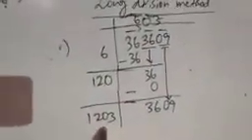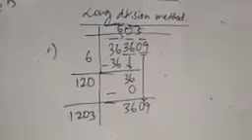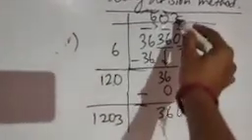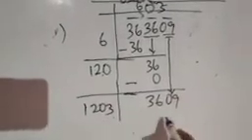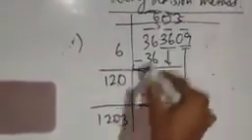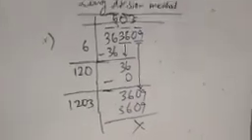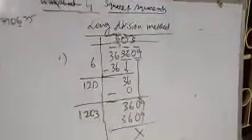So we will put 3 here also. If we put 3 here, then we should also put 3 there. So 3 into 1203. We will multiply 3 into 1203. 3 3s are 9. 3 into 0, 0. 3 into 2, 6. 3 into 1, 3. That gives 3609. So the answer will be 603. Clear?